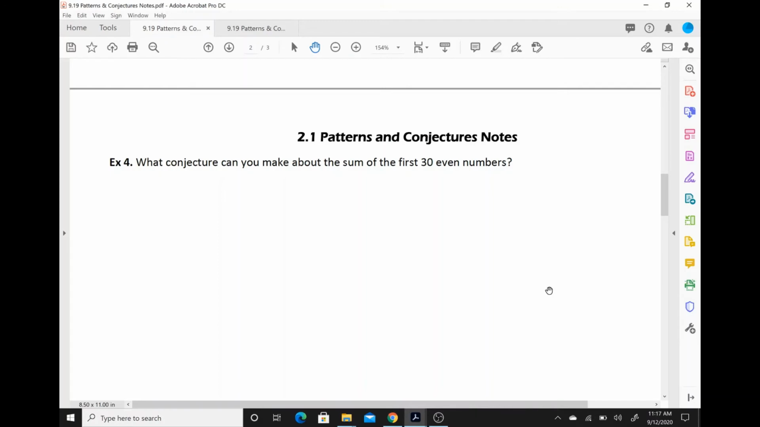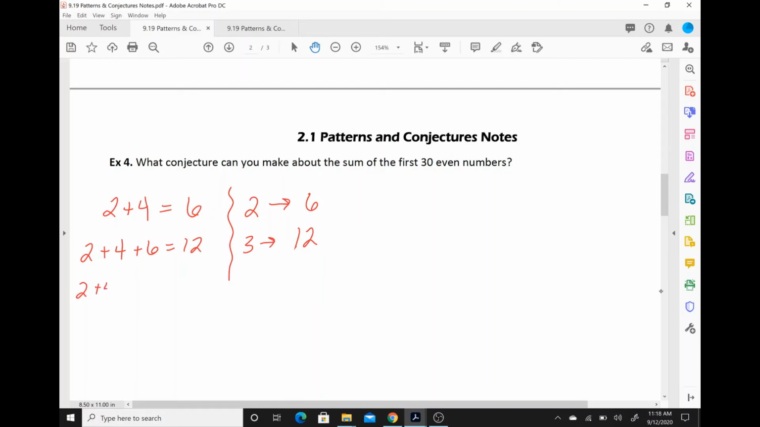Now, what conjecture can you make about the sum of the first 30 even numbers? We'll start off and make a table. 2 plus 4, what does that give us? 6. Let's keep track of how many numbers we're adding here. So we added 2 even numbers, and that gave us 6. Let's do the next one. 2 plus 4 plus 6. We already know 2 plus 4 is 6, plus 6 is 12. So we added 3 even numbers, and that gave us 12.